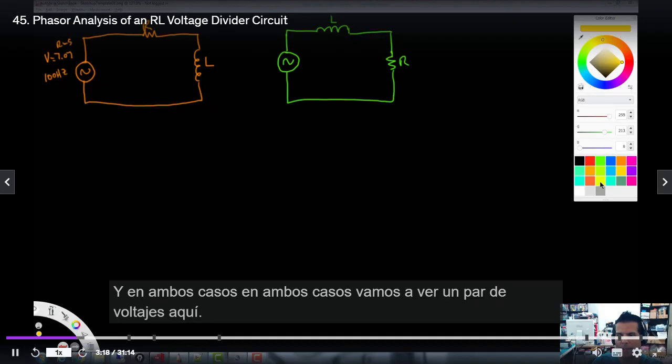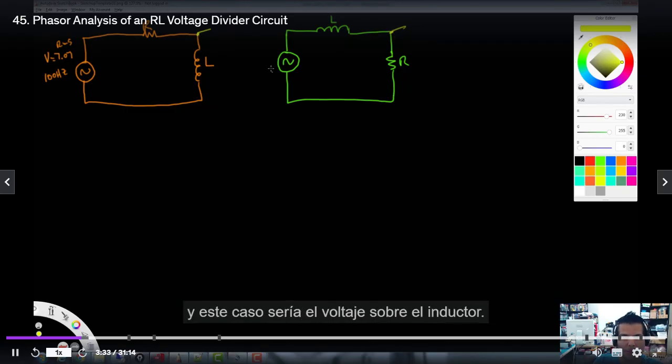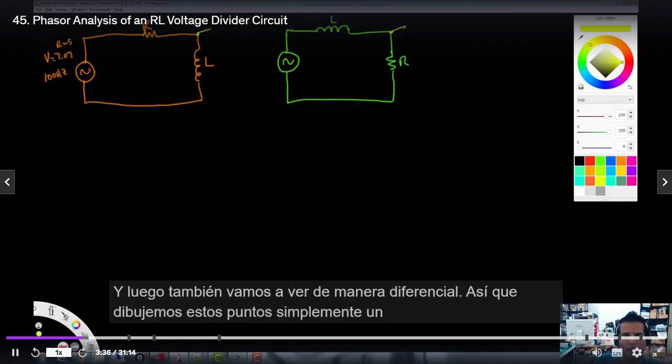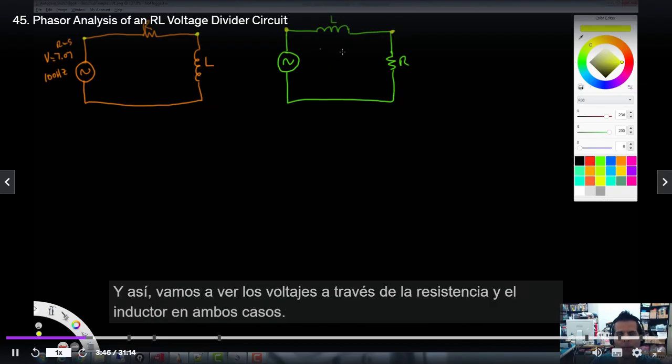In both cases, we're going to look at a couple of voltages. We're going to look at this node here, which in this case would be the voltage over the resistor, and in this case, the voltage over the inductor. We're also going to look differentially, so let's draw these as dots, a little easier. We're going to look at the voltages across the resistor and the inductor in both cases.